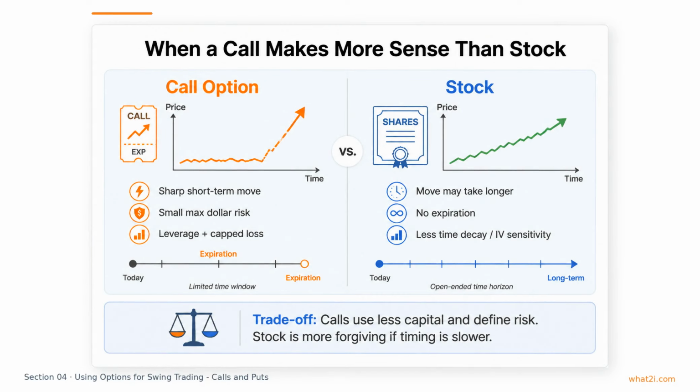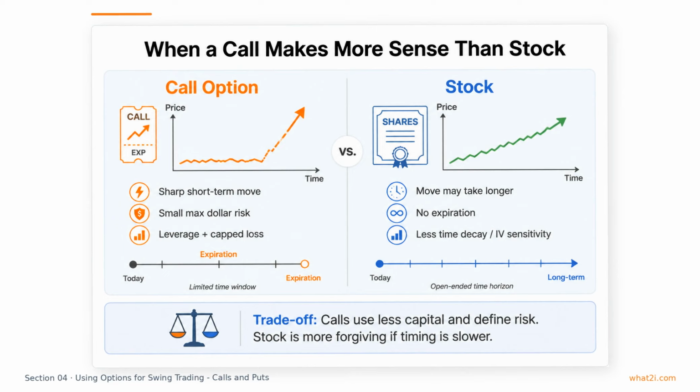A call often makes more sense than stock when you expect a sharp move over a short time and want to keep maximum dollar risk small. In that situation, defined risk and efficient capital use may matter more than long-term staying power. Stock is often the better choice when the move might take longer to develop, or when you want less sensitivity to time decay and implied volatility. Stock has no expiration date, so it gives the idea more time to work. Calls are less forgiving if timing is off, even when direction is right.